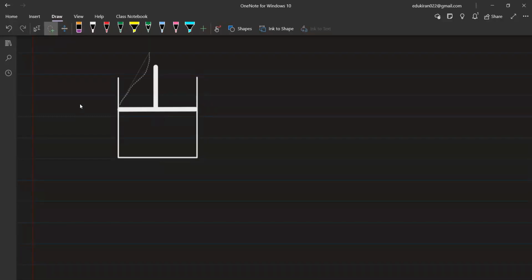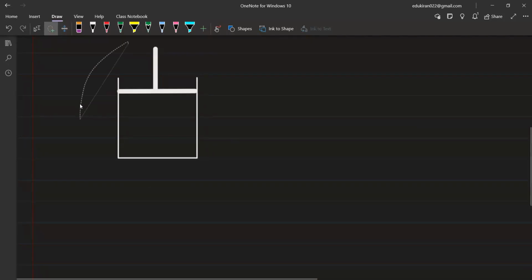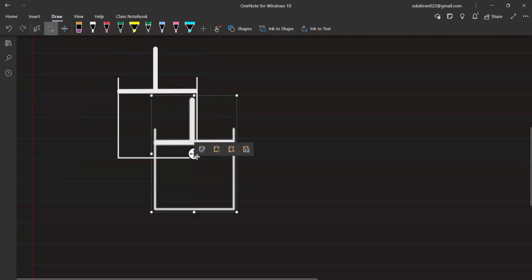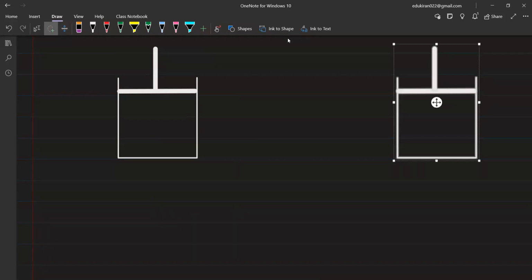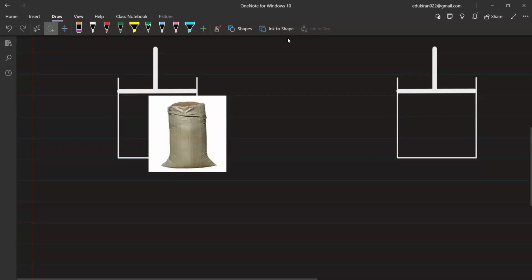No need to make the shape and all, okay? We have raised this a little higher, okay, let's go. Okay, now please see. Let us suppose we have a bag of sand.